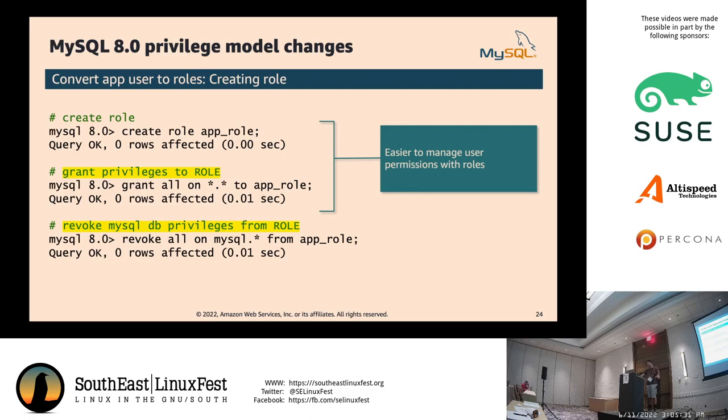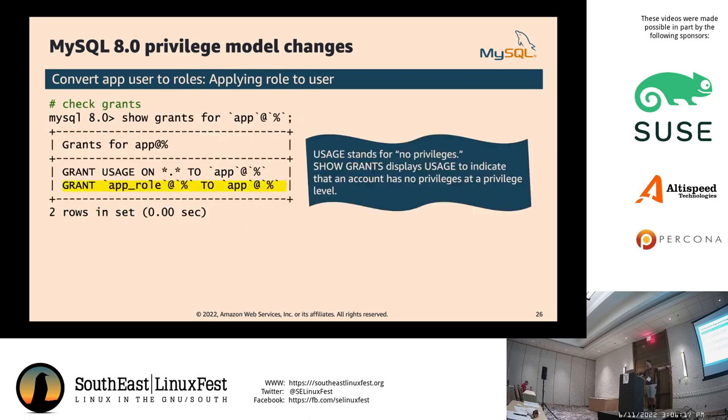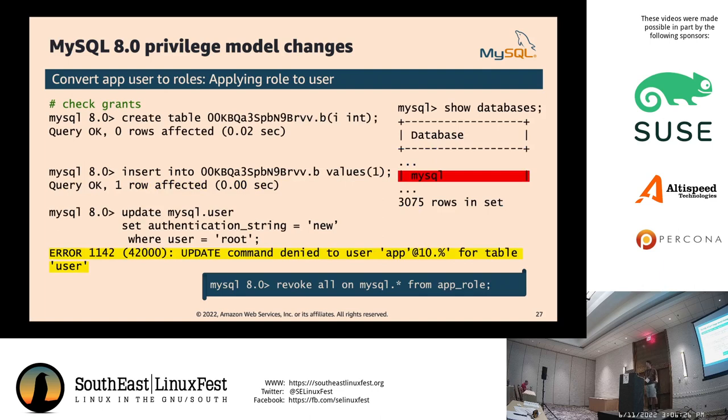So with roles, it is very easy to create a specific role for the application, which will also include the revoke. So I'm creating an application role. I am specifically revoking all the privileges from the MySQL system database and applying this role to my application user. And that will give me the protection I want. All right, so this is the example where I do clean up all privileges. I grant app role to my app, and app is the user that I configure my application with to connect to MySQL. Then I set it to default. It's very important to set it to default. And then I can see that this role is granted to my app user. And if I try to update command from that user, then I'm unable to do that because the role contains the revoke. All right, that's all good.